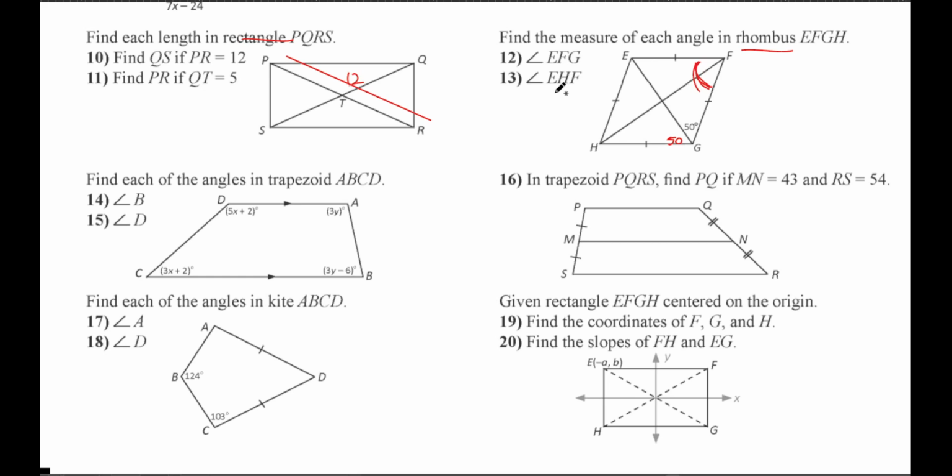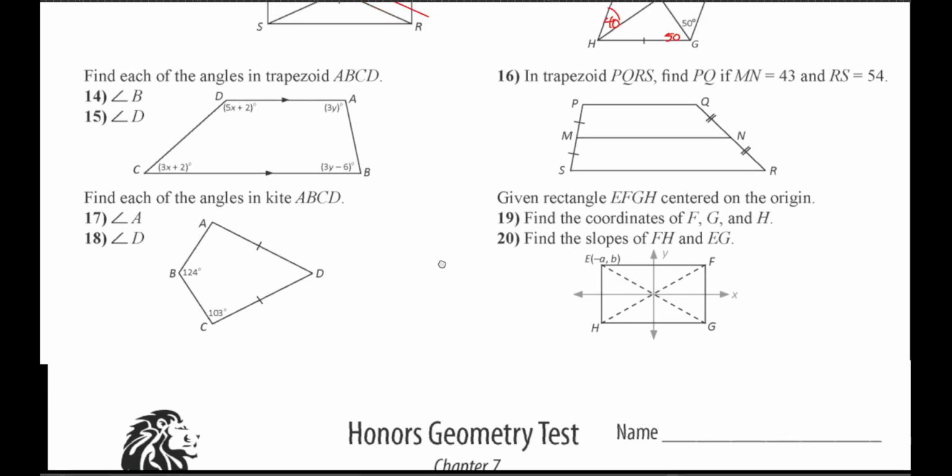And then EHF, that's this one right here. So if this whole thing is 80, what's this little angle right there then? That would be 40, wouldn't it? And look at this angle right here. That's 40 because they're alternate interior angles. There's other ways you could look at it, but that's how I look at it. Okay, let's keep going.